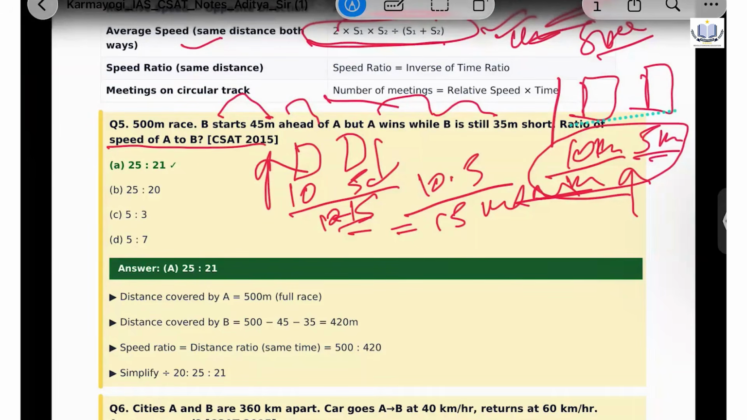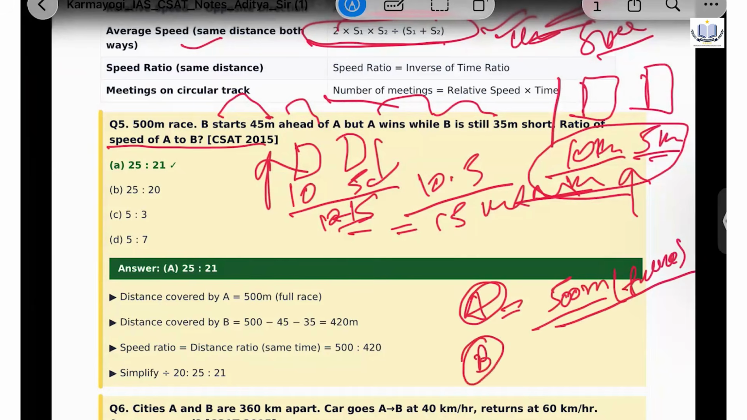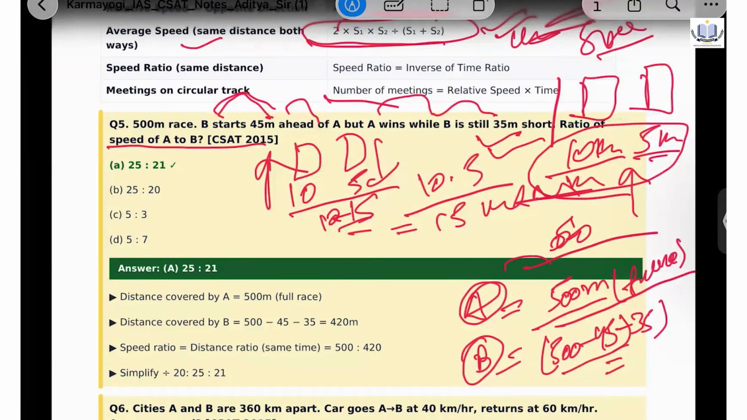अब पहले तो देखते हैं distance covered by A. A is starting from beginning, तो पूरा covering is 500 meter full race. Distance covered by B, since head start है 45 meter का, so he is not traveling the entire 500 meter, so 500 minus 45. ठीक है, पहले तो ये हो गया. And he is 35 meter short. So A has traveled the entire 500 meter, B has traveled 500 minus 45 minus 35. That is 420 meter.